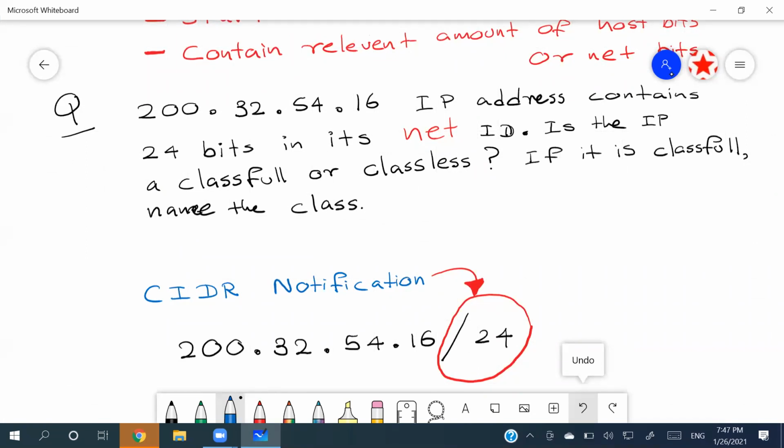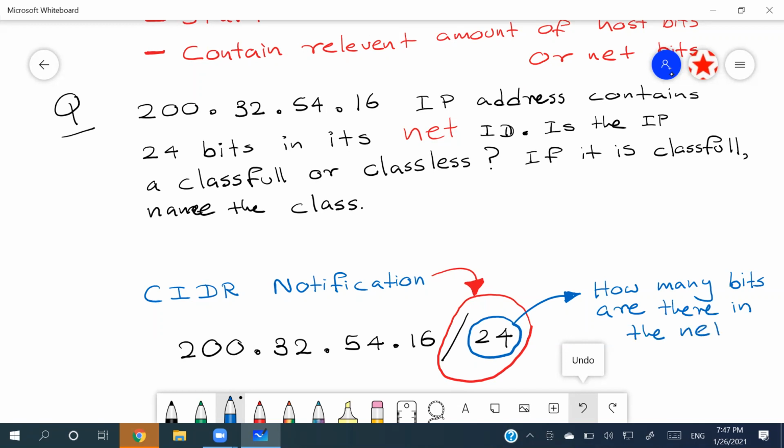Thank you, Lalindi. And this particular number represents how many bits are there in the net ID, right? So this is what you call CIDR notation, right?